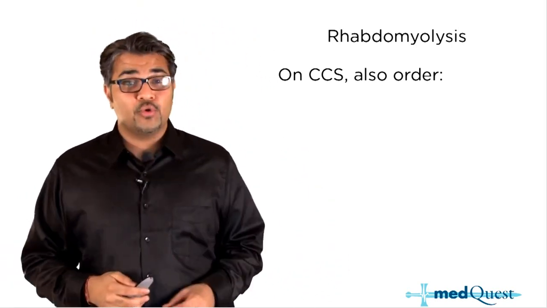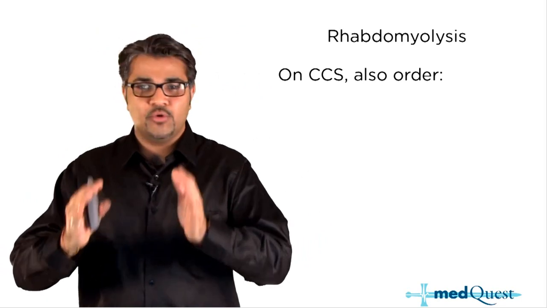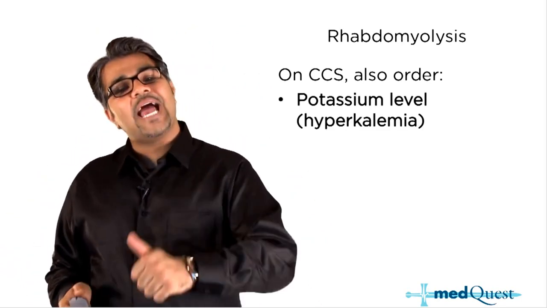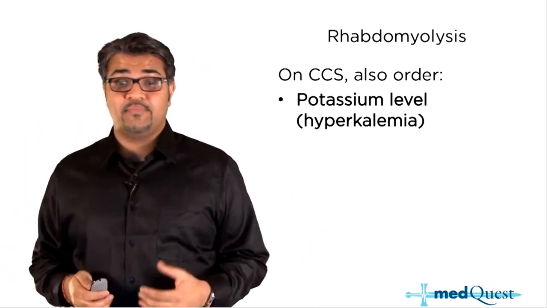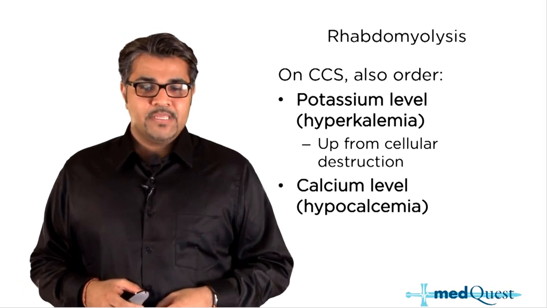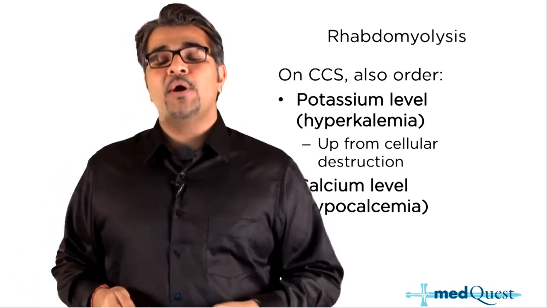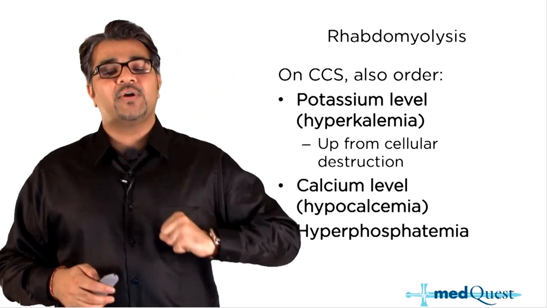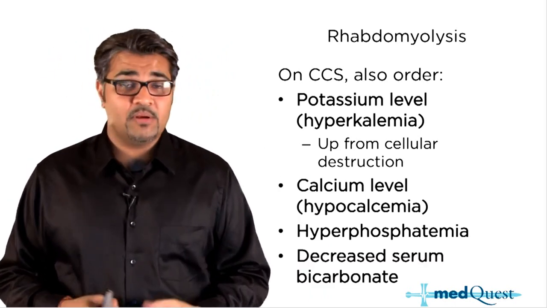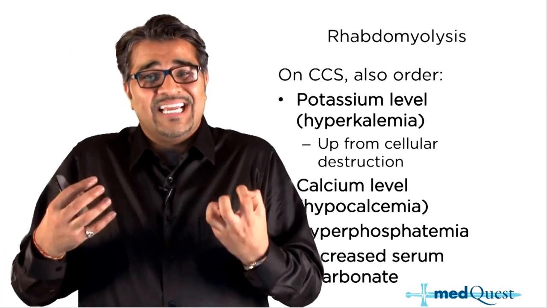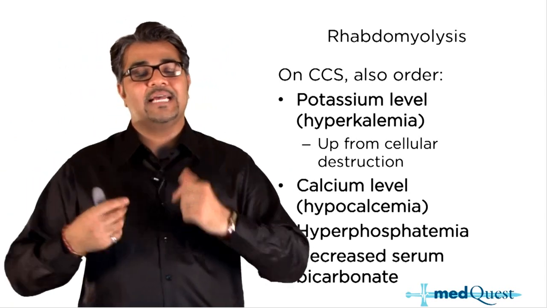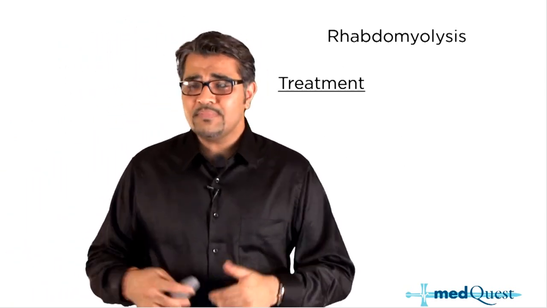What are some other things you should order on the CCS? Because remember, in MCQ, they're only going to tell you certain things. But on CCS, you've got control. You should order a potassium level because they're going to be hyperkalemic, possibly from crush injury. Their calcium levels should be also ordered because they'll be low. Yes, hypocalcemia. And they'll be hyperphosphatemic. And lastly, they're going to have decreased serum bicarb. Remember, myoglobin is an acidic component, and therefore their bicarbs are going to be low because they're going to be fighting this acid-base battle. How do you treat them?